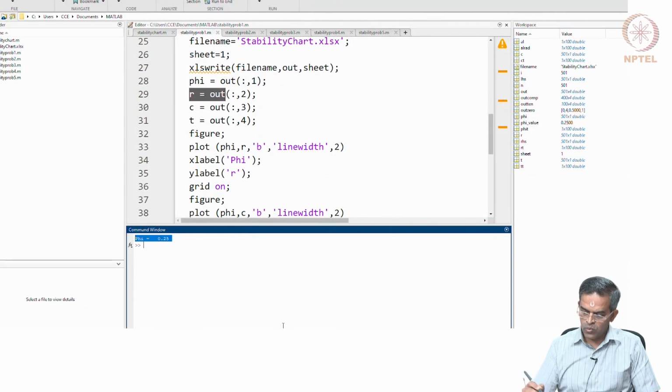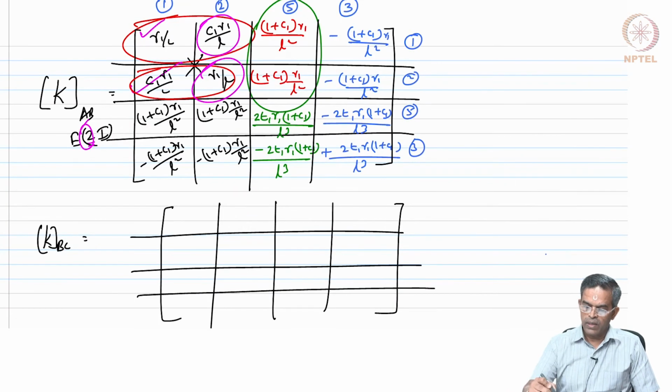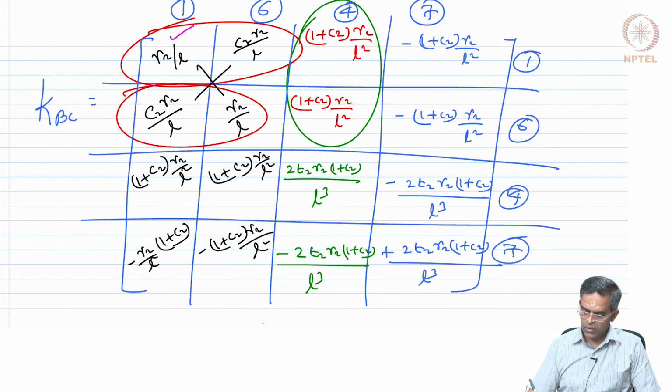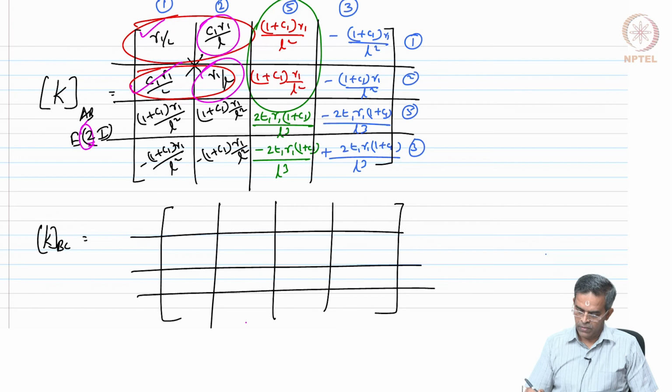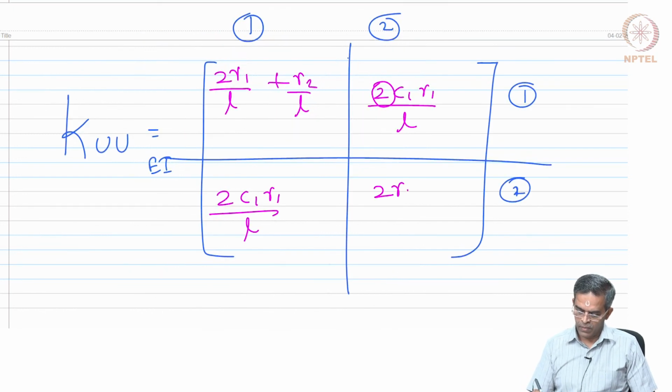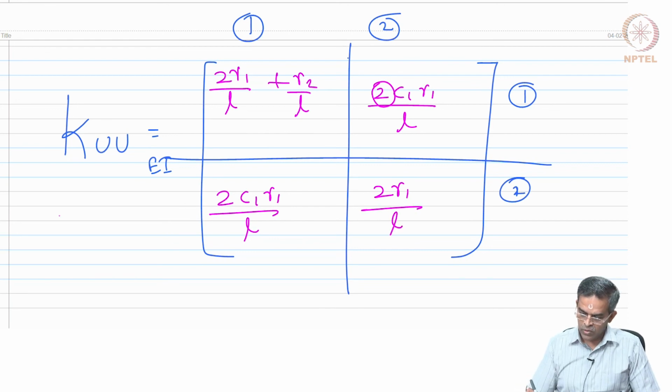Then let us go to 2 2. 2 2 is this value. We also have 2 2 here. We also have 2 2 here. No, we do not have it. Okay, only this. So, 2 2 is R1 by L. There is a 2 here. So, I should say 2 R1 by L.